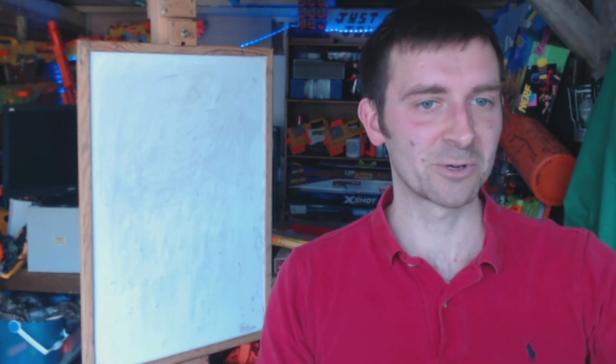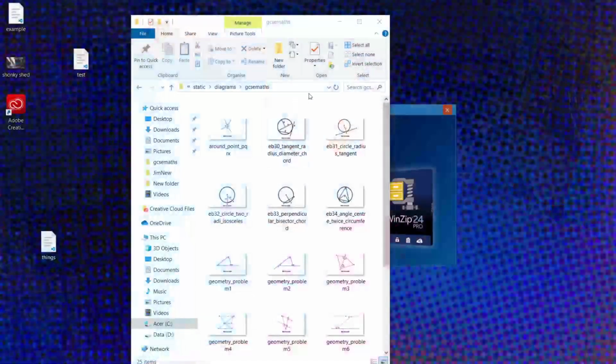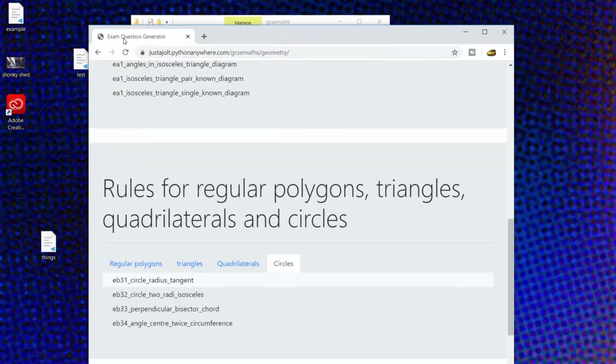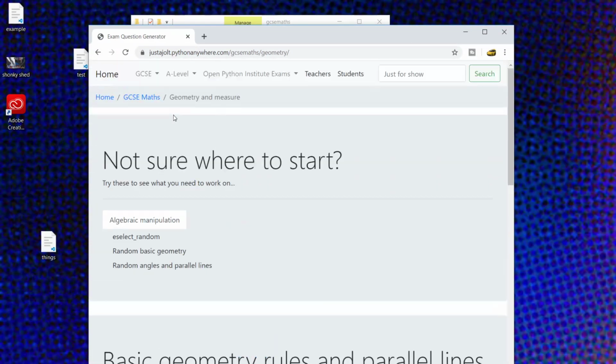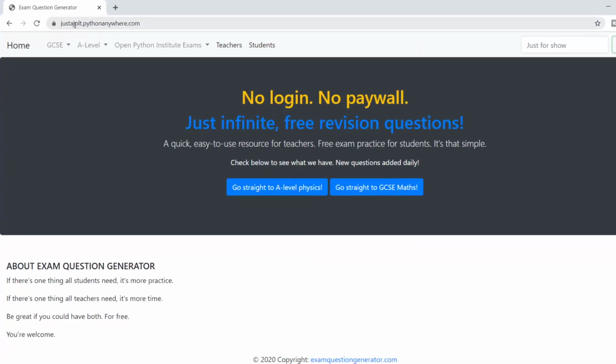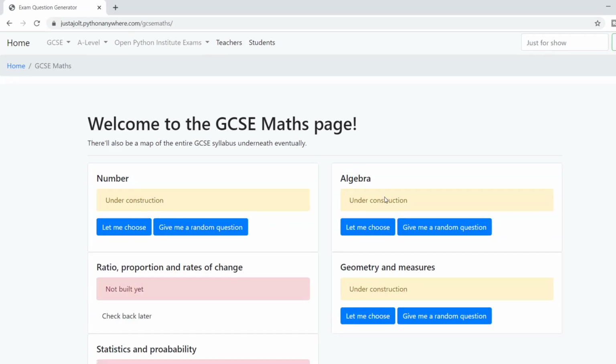Last time we were looking at some basic algebra stuff, and we're going to be carrying on in that same vein today. So we're going to be using the website that I've been building especially to do this, and that at the moment is at justajolt.pythonanywhere.com. That's shortly going to change, so I've just bought a web address for it.